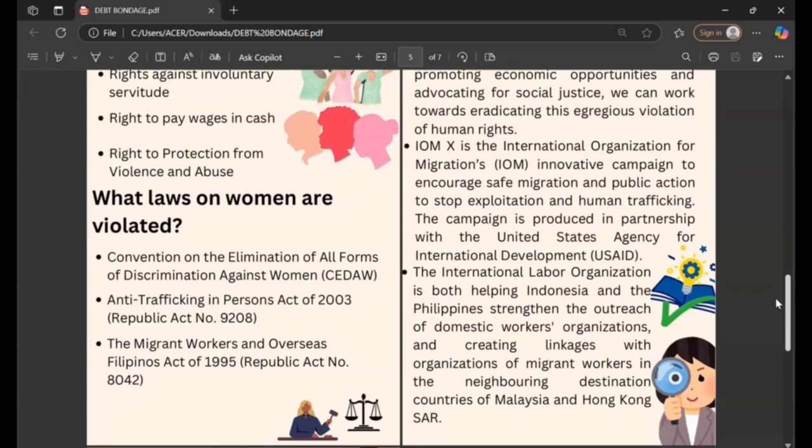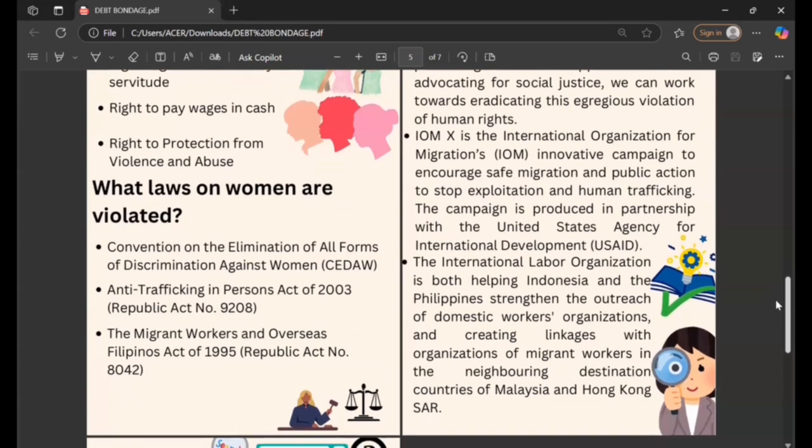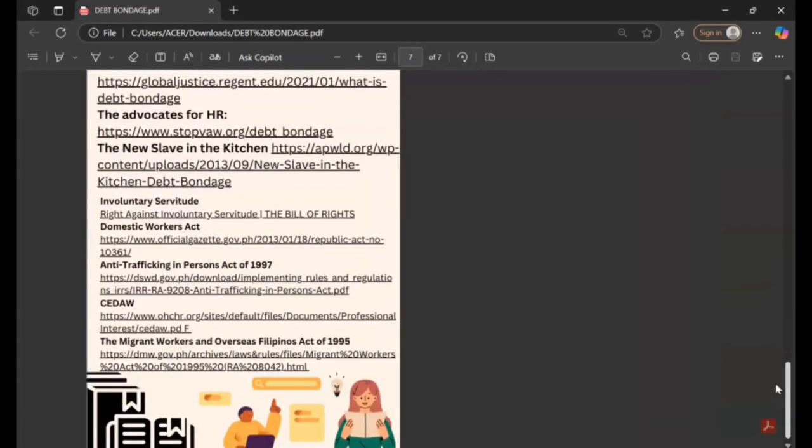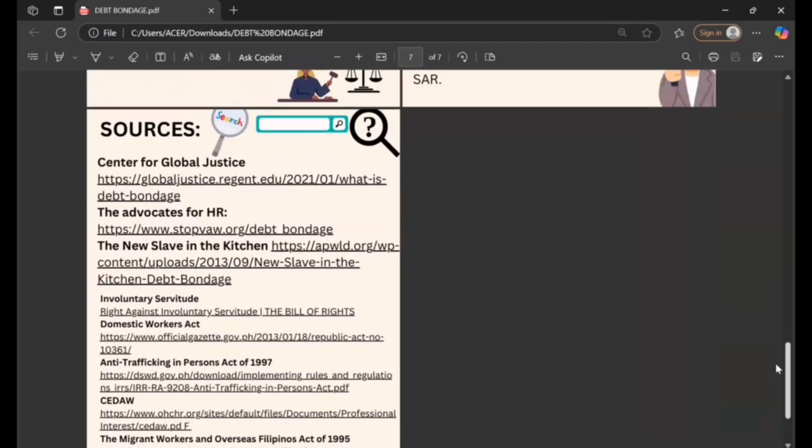And the International Labour Organization is helping Indonesia and the Philippines strengthen the outreach of domestic workers' organizations and creating linkages with organizations of migrant workers in the neighboring destination countries of Malaysia and Hong Kong. So these are the sources of our topic. So that's all, po.